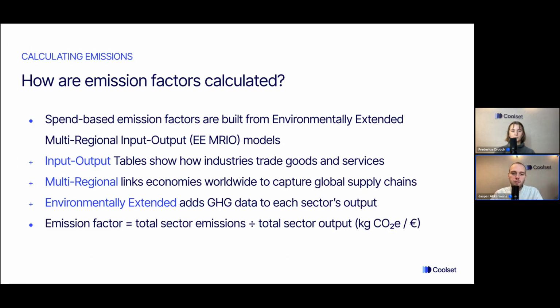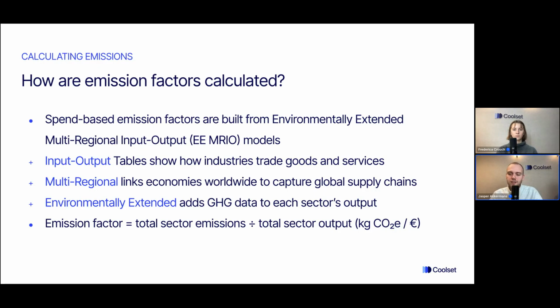On the one hand, you have the input-output tables, and these show how industries trade goods and services. So this is an economics exercise based on very large models. Then you add the multi-regional links, which link economies worldwide to capture global supply chains. And then the last step is to add the environmentally extended part, which adds greenhouse gas data to each sector's output. Essentially what you then get is an emission factor, because it calculates total sector emissions divided by total sector output, which is then kilograms of CO2 equivalent per euro.